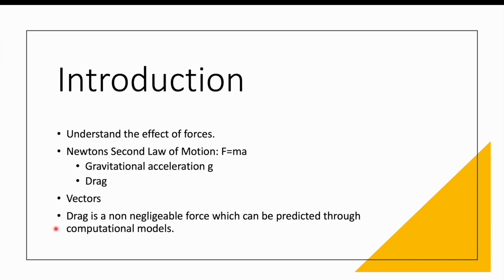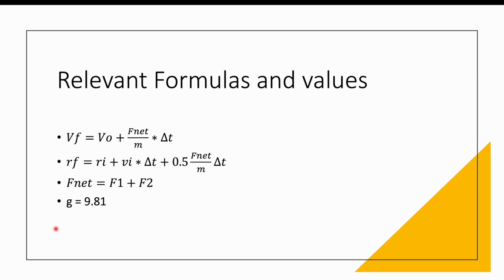We will see from this experiment that drag is a non-negligible force which can be predicted through computational models, but only the ones that apply a drag force in their computation. Here are some relevant formulas and values. We have the velocity update formula and the position update formula, which depend mostly on Fnet, which is the sum of all the vector forces acting on the falling object, here the gravitational force and the drag force. For g, the gravitational acceleration, we will take 9.81 as the value.